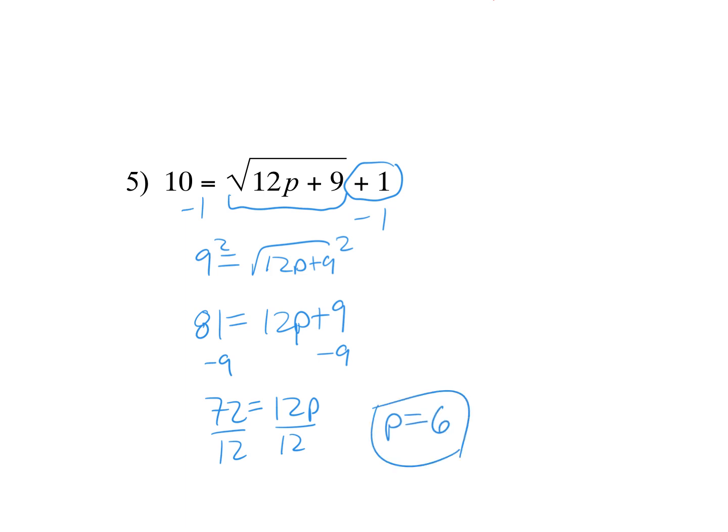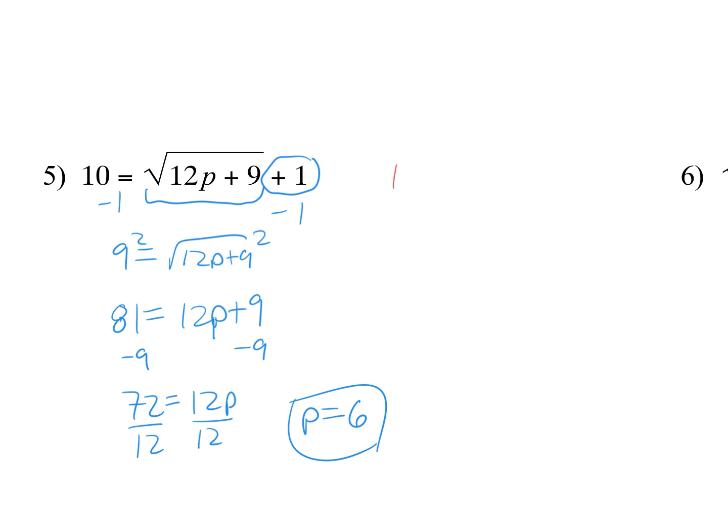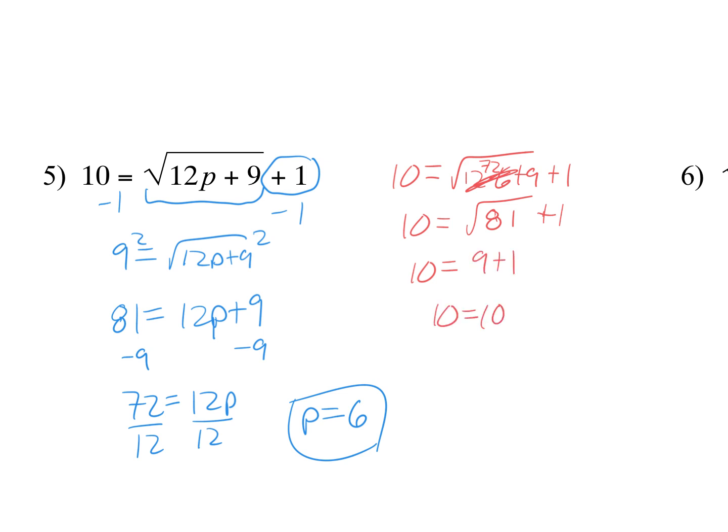Now let's just make sure that this is a valid solution. So I get 10 equals the square root of 12 times 6 plus 9, plus 1. So I get 10 equals the square root of 12 times 6 is 72, and 72 plus 9 is 81. So 81, plus 1. So I get 10 equals the square root of 81 is 9, and 9 plus 1 is 10. So this is a valid solution. So p equals 6 is my answer.